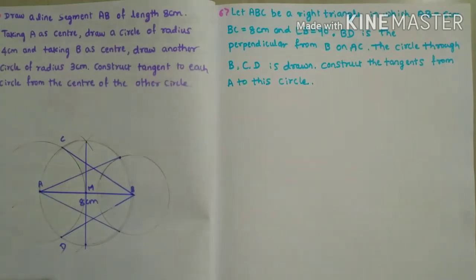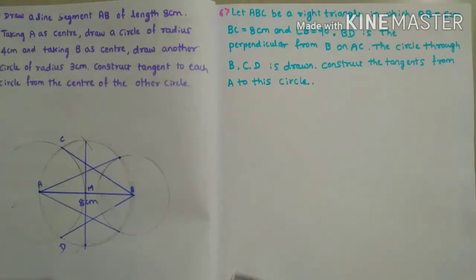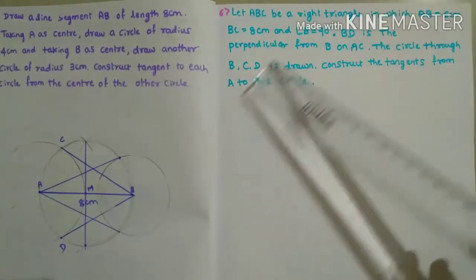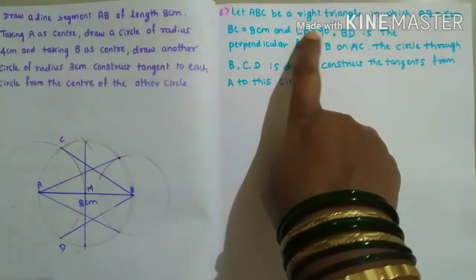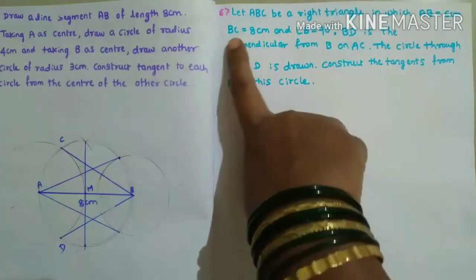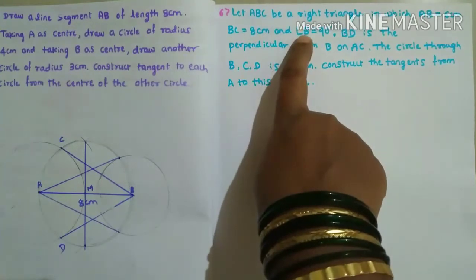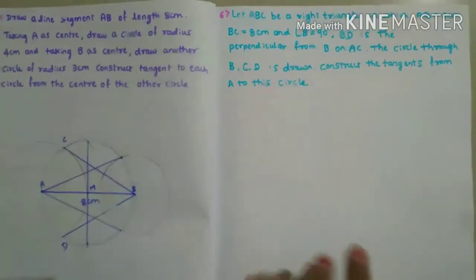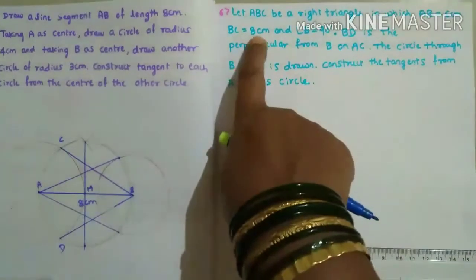Here, first thing we have to do is construct one right angle triangle. You know how to construct the right angle triangle. Let ABC be a right triangle in which AB is 6 centimeter. They are saying BC is 8 centimeter and angle B is 90 degree. So for angle B, we have to take the base as BC here, because if you take the base as 8 centimeter, then only can you take the base angle as 90 degree. So better you take base as BC here. BC we have to take 8 centimeter first.